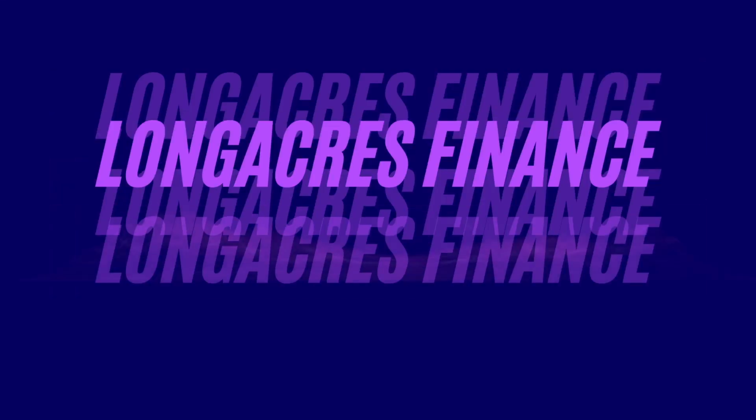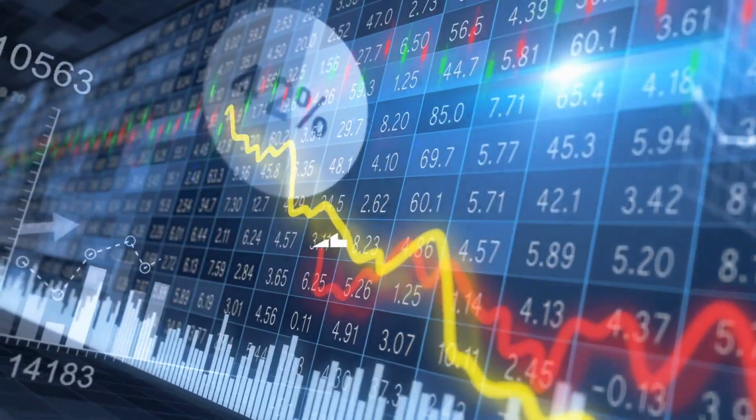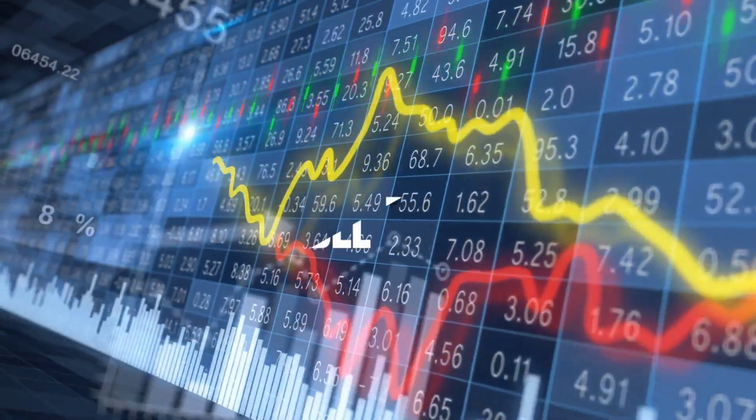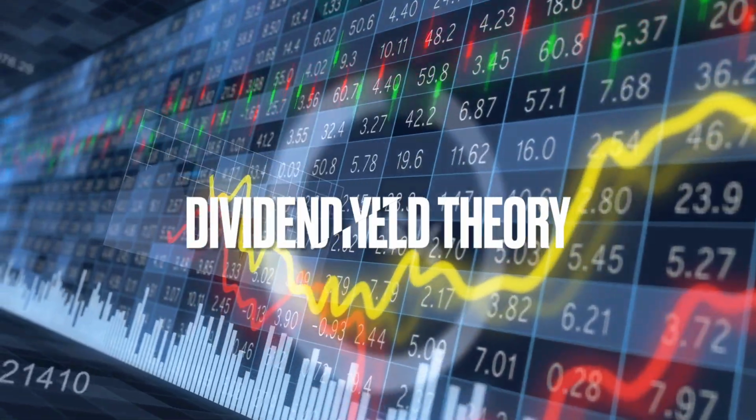Welcome back, everyone. There are a handful of methods to value dividend stocks. Some of the more popular methods include the dividend discount model and the discounted cash flow model. A less common valuation method is dividend yield theory.